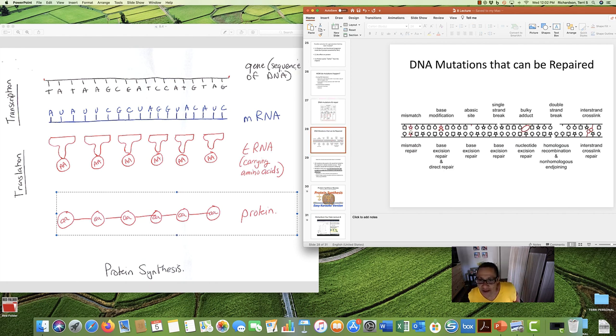And this picture just shows the different types of things that can be fixed. If you have a mismatch, like instead of C to G, it's C to A or something, that can be fixed. What if they put the wrong base in? Instead of putting in a T, it was supposed to be a G. That can be fixed. What if the base itself is not there? That can be fixed. What if there's some weird molecule attached to the base so that the DNA can't bond? That can be fixed. What if there's a break in the DNA molecule? That can be fixed. And what if there's a cross-linking? A base is not matching to its one straight across, but it's matching to the one next to it. So all of these types of mutations can be repaired. Phew, I don't know about you, but that gives me a lot of relief that that stuff can be fixed.